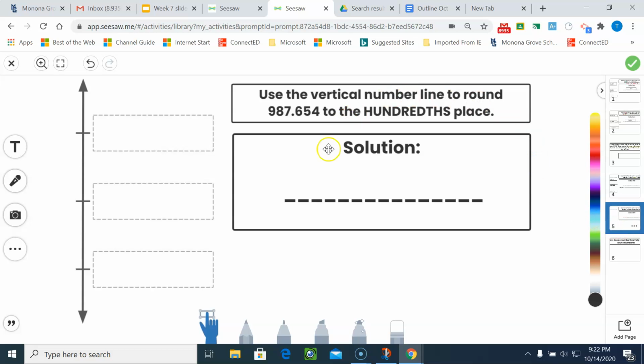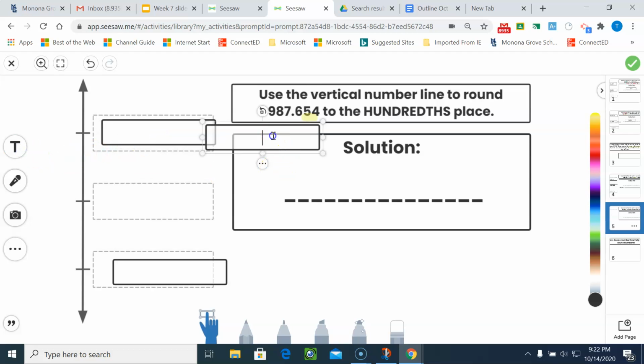Okay, now we have the same number, same concept, except we are going to do hundredths this time. So now this is where I'm rounding. So now let's get our two ends. I will have you try this one, and then you're going to do the same thing with comparing them. So let's get our two ends there. Here's a text box for my low end. Here's a text box for my high end. And then here is a text box for my middle point.